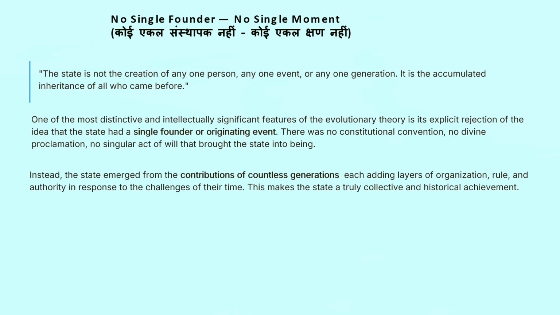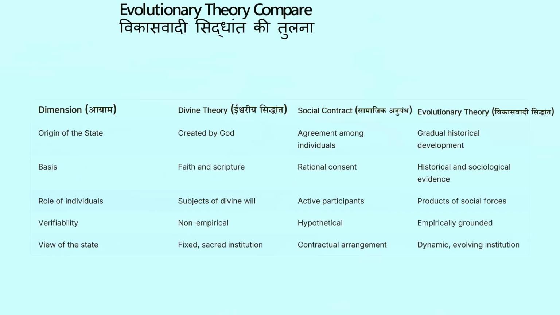evolutionary theory. One of the key features of evolutionary theory is that it rejects the idea of a single founder or event responsible for the creation of the state. Unlike other theories, it argues that the state is the result of a long historical process involving many generations and multiple factors.